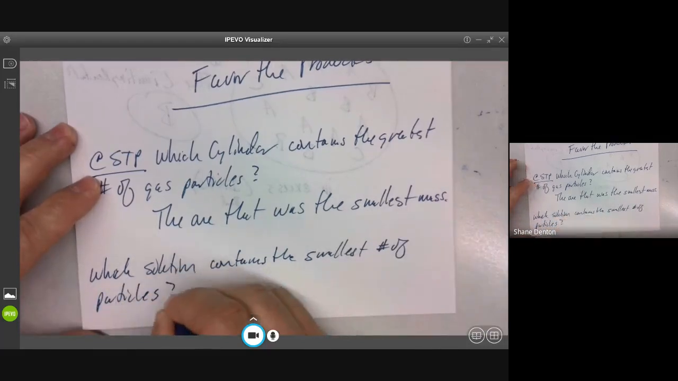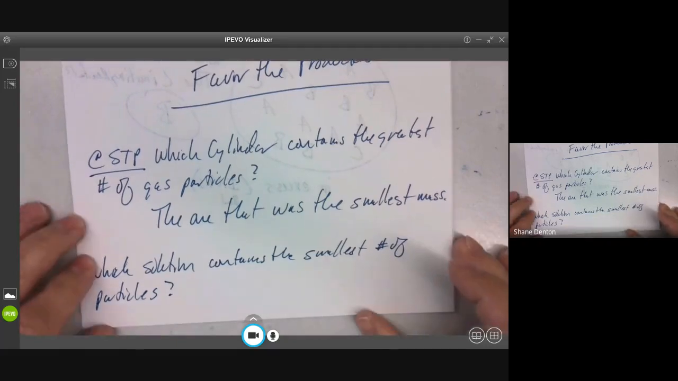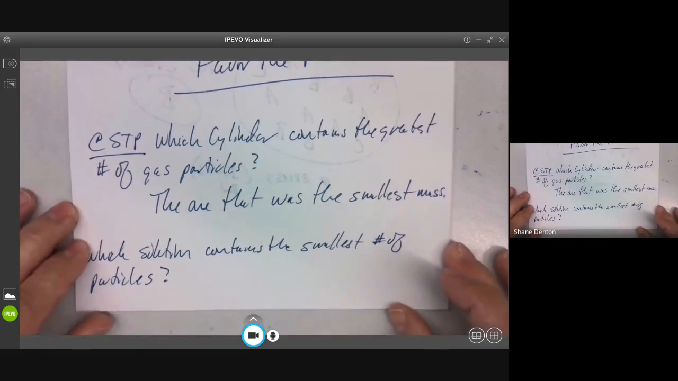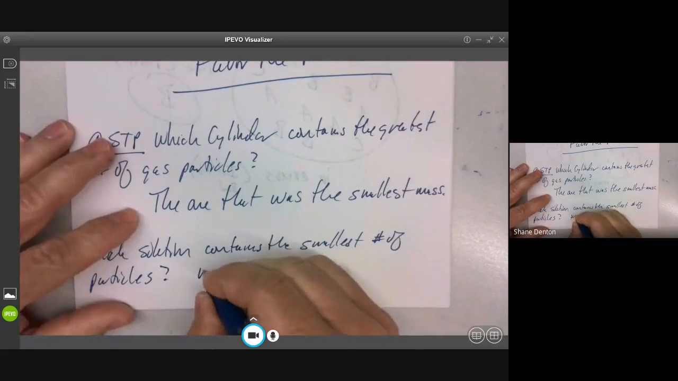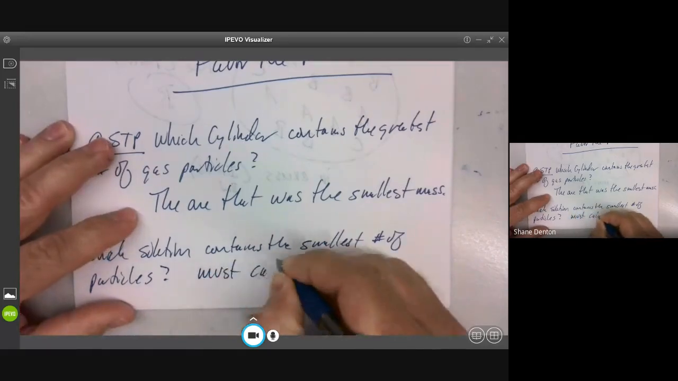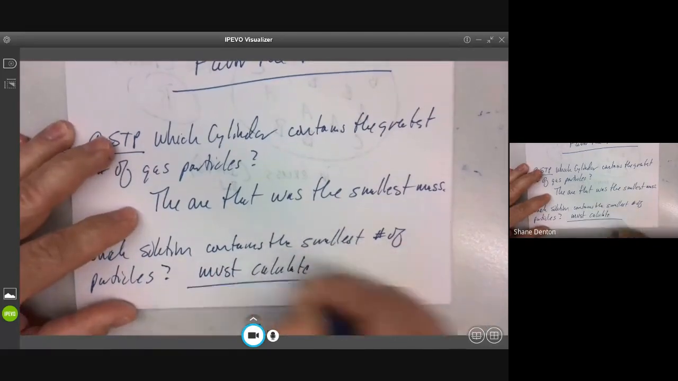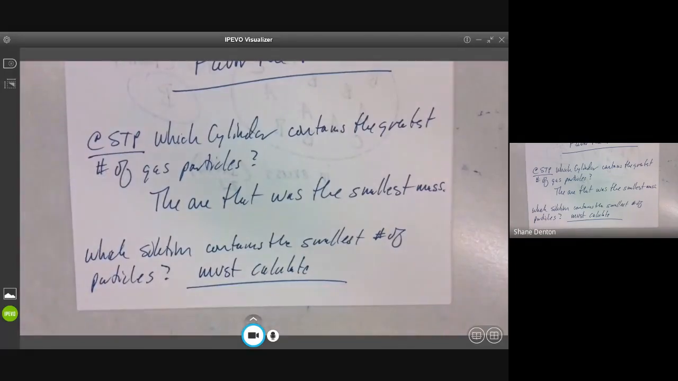Okay, now this one is quite different. I know we did one like this when we took the real test. On this one, you actually must calculate. It's going to give you 4 solutions. You just got to go and figure out which one has the fewest particles in it.